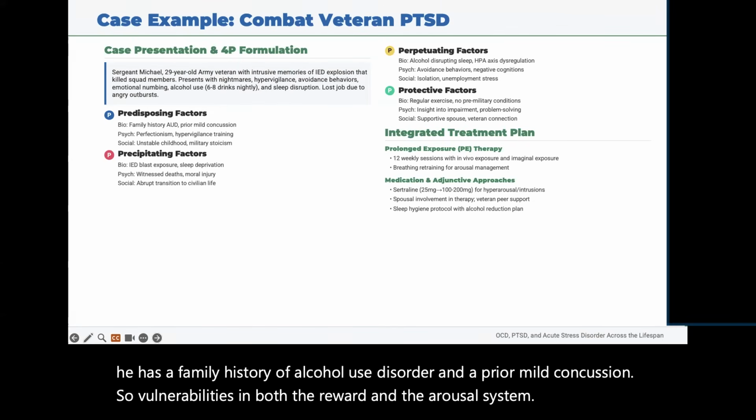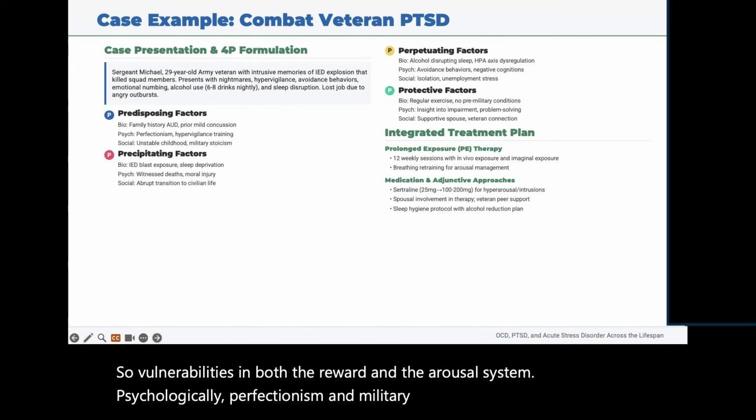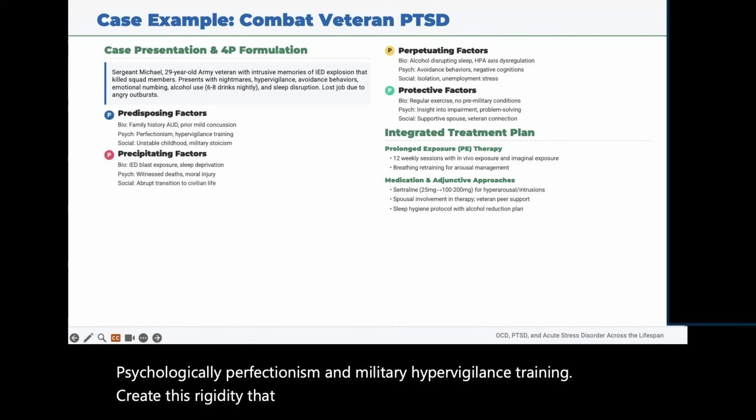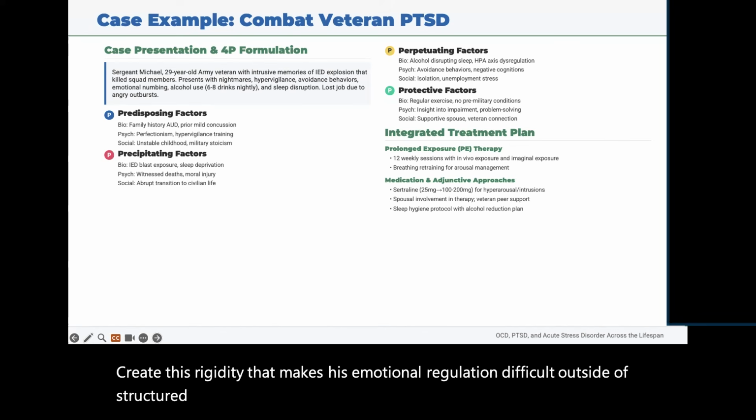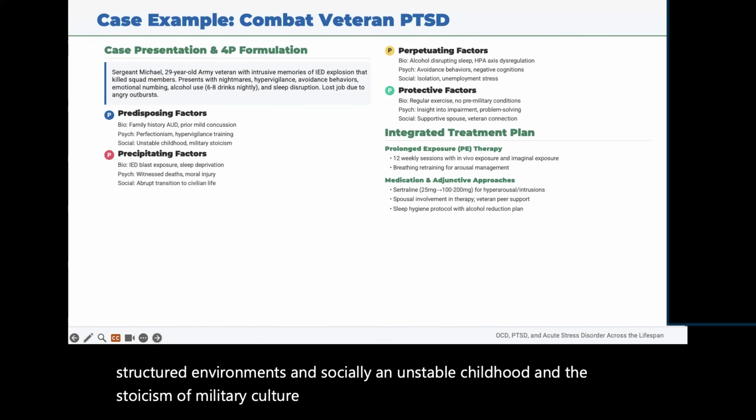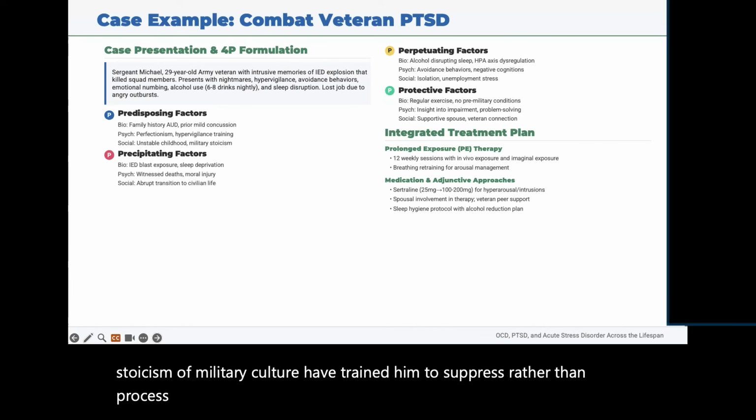Psychologically, perfectionism and military hypervigilance training create this rigidity that makes his emotional regulation difficult outside of structured environments. And socially, an unstable childhood and the stoicism of military culture have trained him to suppress rather than process emotion. So, in short, his system is conditioned for alertness and not recovery.